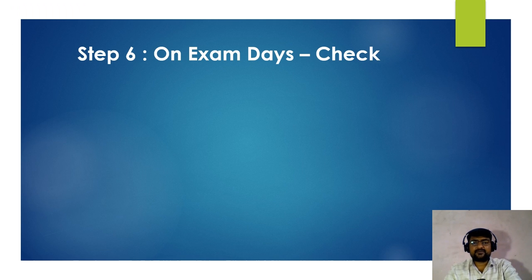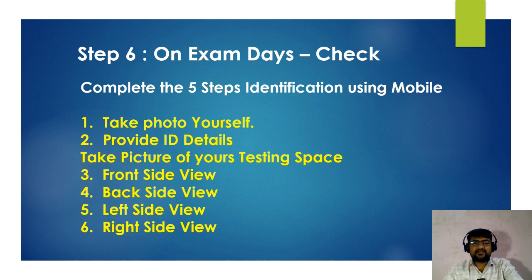Step number 6 is on exam day, which means before the examination we need to check some details. Complete the 5-step identification using the mobile. To start the examination, you need to show the 5-step identification using the mobile. I will explain in this slide how we can give the identification using the mobile. First, take your photo, then provide your ID detail, then take pictures of your testing space: the front side view, back side view, left side view and right side view.